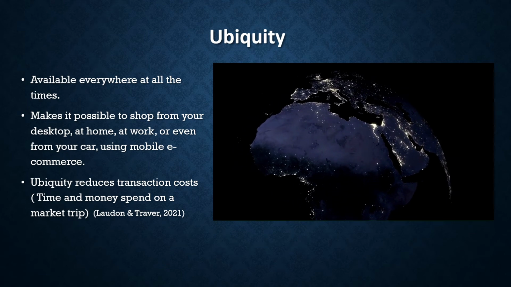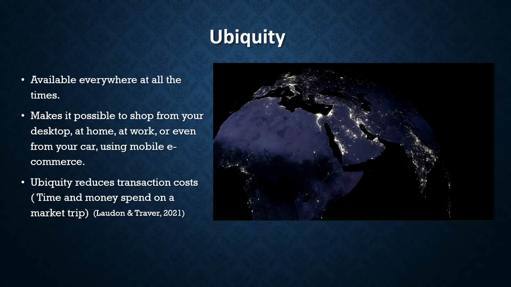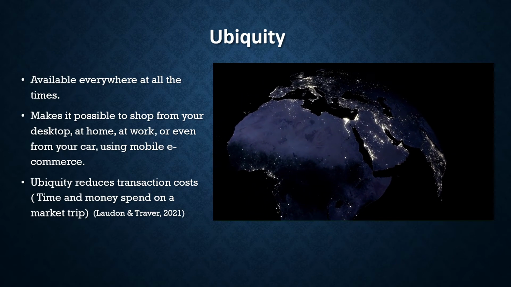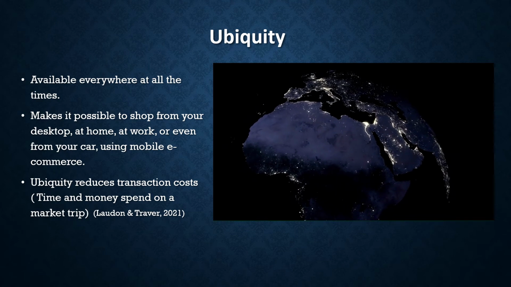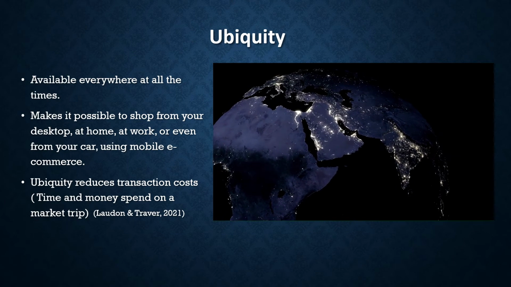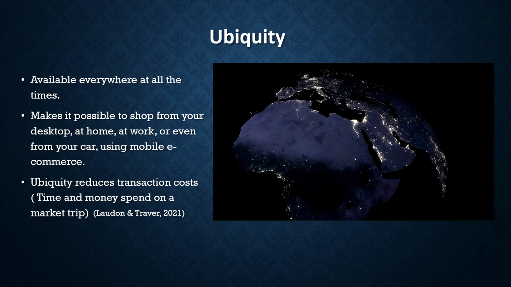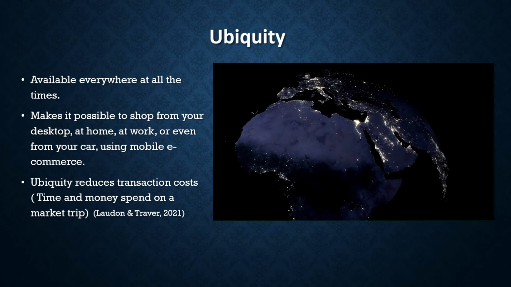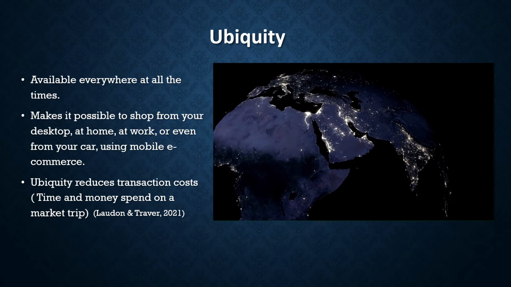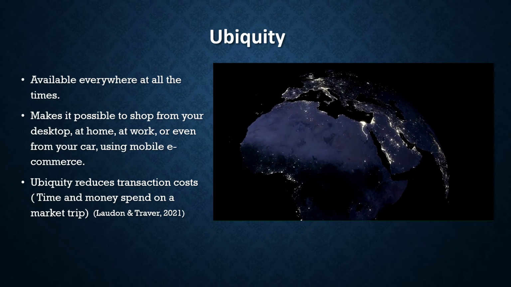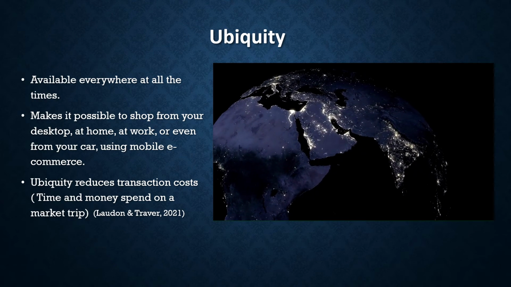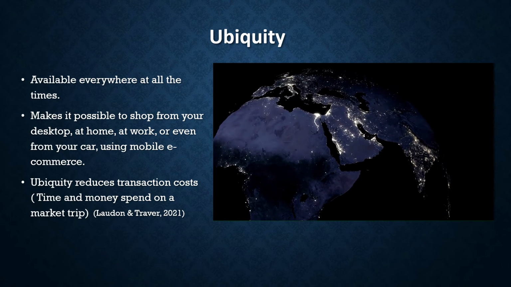Ubiquity means availability everywhere. All the time you can access it from anywhere, from your phone, from your laptop, from your computer. This is the beauty of e-commerce, which makes the website available all the time, everywhere. So what is the benefit of this feature? If any website has ubiquity, it reduces the transaction cost.